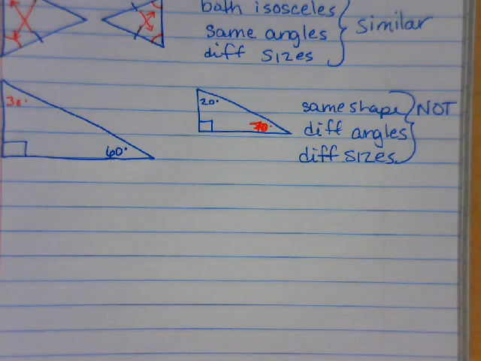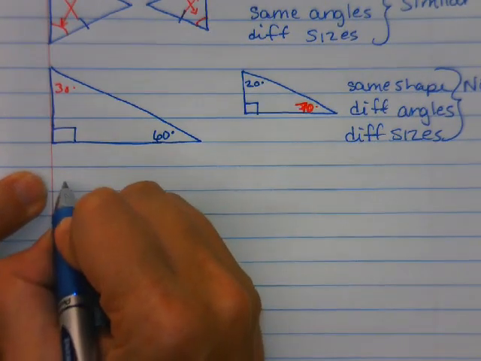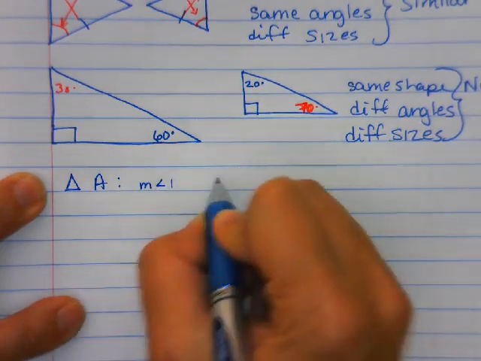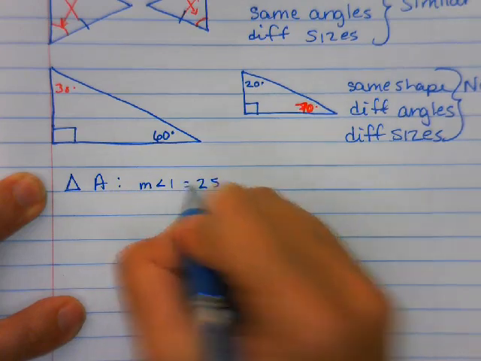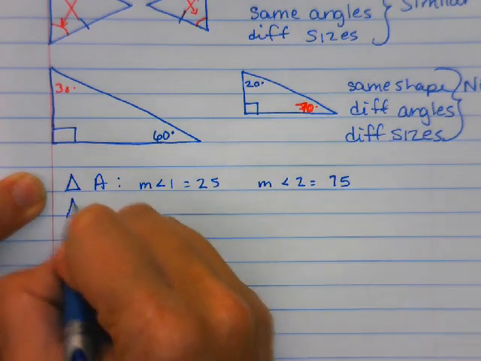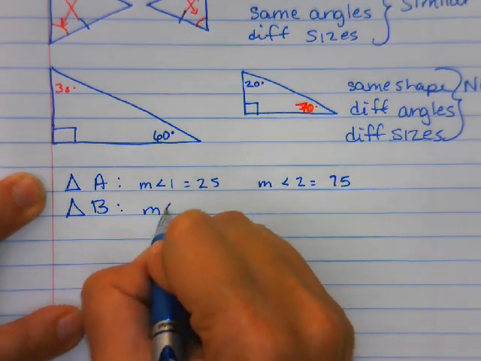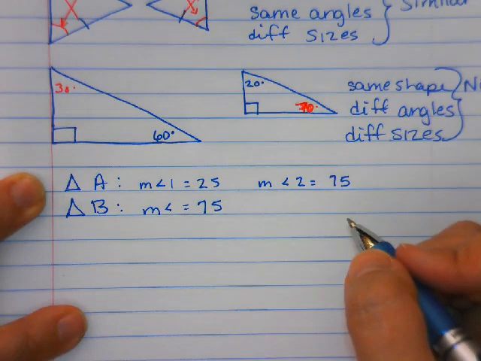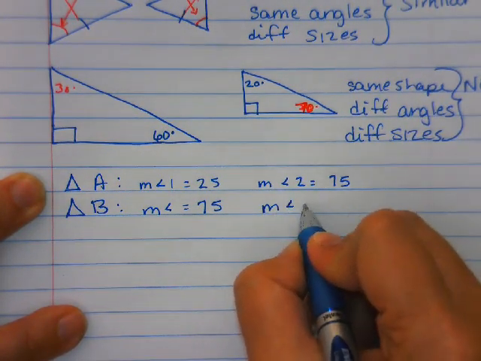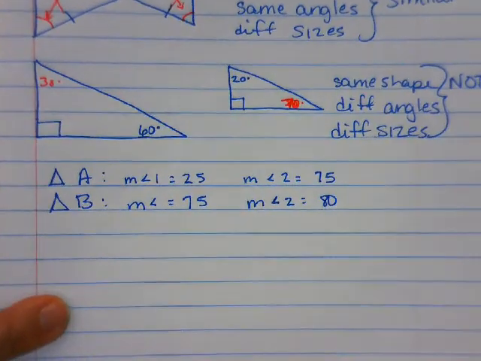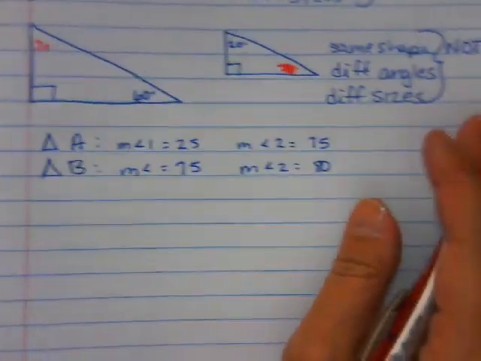Sometimes they won't give you a triangle. Sometimes they will just give you some angle measures. So if I said, triangle A has measure of angle 1 is 25, and the measure of angle 2 is 75, and then I have triangle B, and the measure of angle 1 is 75, and measure of angle 2 is 80, well then we would need to think about what is going to happen here.